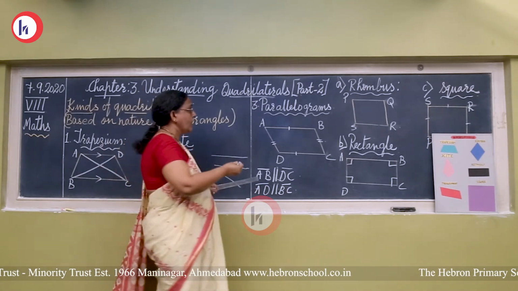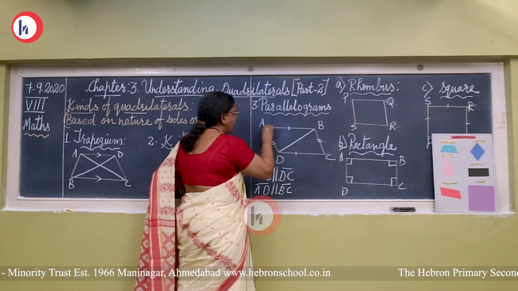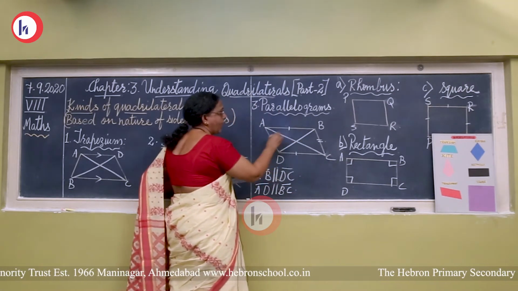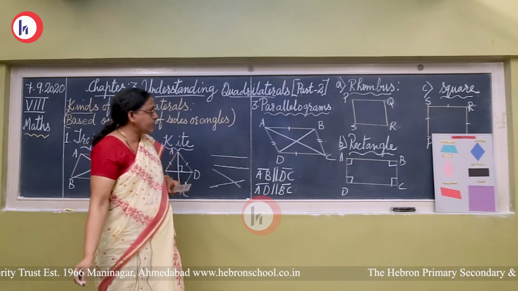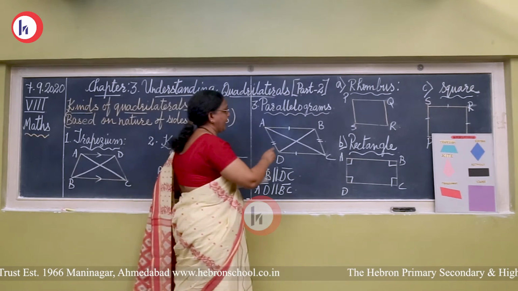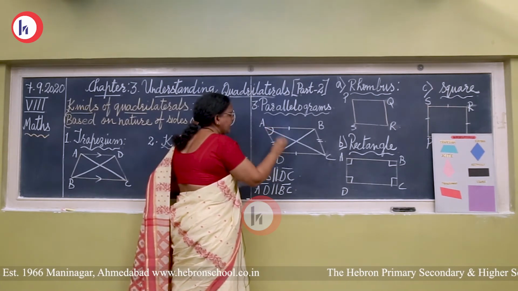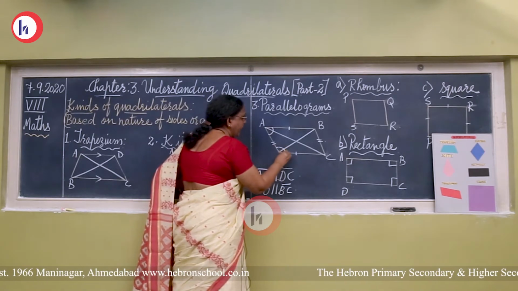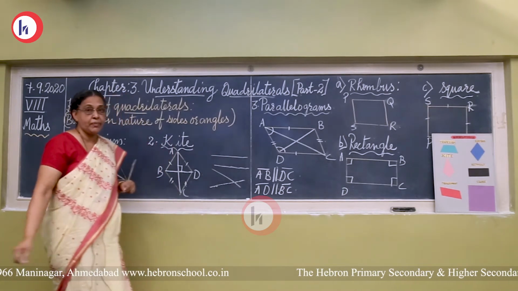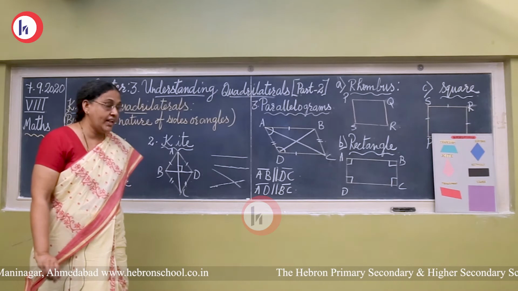Now, more properties. You can see that a parallelogram also has diagonals. The lengths of the diagonals are always equal: AC is equal to BD. And the other thing is that in a parallelogram, adjacent angles are always supplementary. What do we mean by supplementary? Supplementary means the sum of the measures of the angles will be 180 degrees.